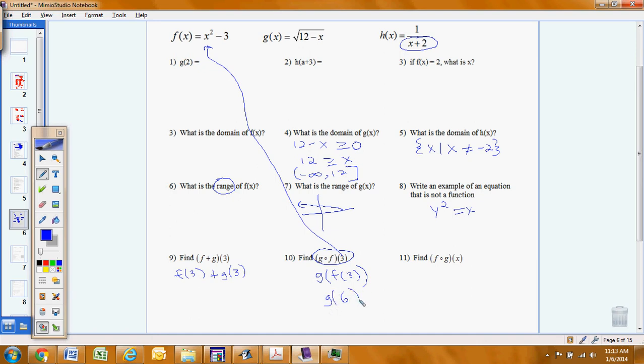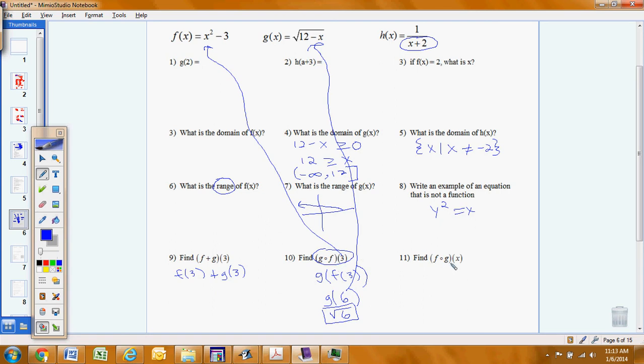So really we plugged the 3 into the f function and got an answer of 6. We now take the answer 6 and plug it into the g function, and 12 minus 6 is 6, so it ends up being the square root of 6 as the final answer. And that is a composite function. If those were reversed, if that said f of g of 3, then the 3 would go into the g first and then the f.